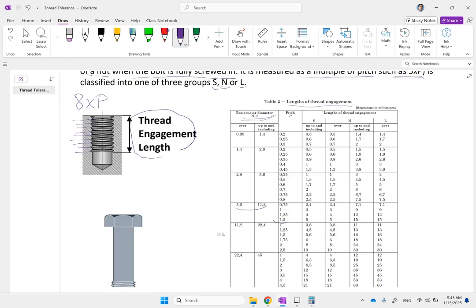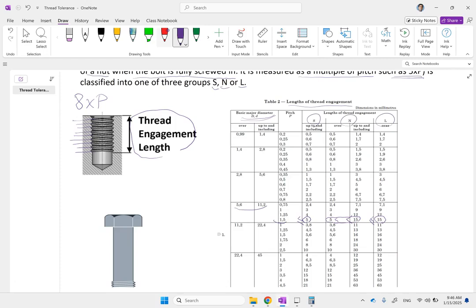you can see that if S is up to and including 5P, basically it means that is a short one. If it's anywhere between 5 to 15 of the threads or pitches, that is a normal one. Over 15, that is basically, let me use less than, and this is like this. Then we can call it a long. So you have to see how many threads, how many pitches is the engagement in your scenario, and that will determine whether it's short, normal, or long.